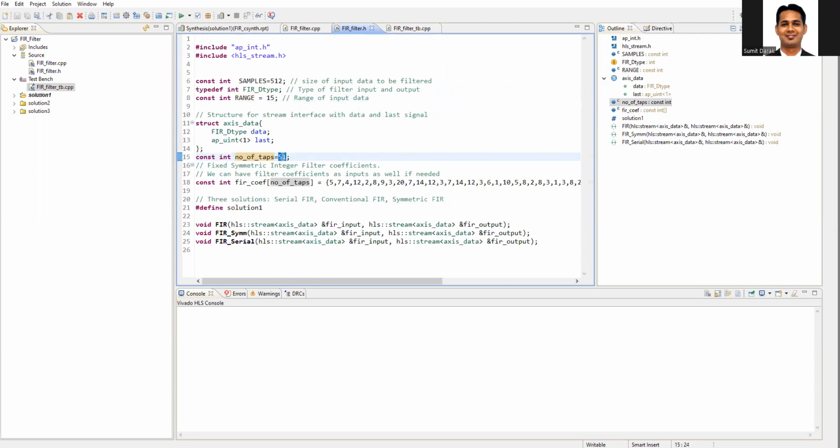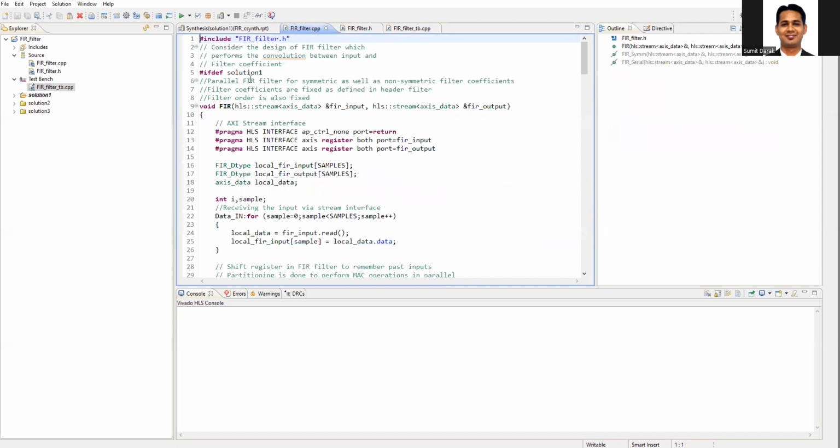That is, the length of the filter is 51, so the corresponding coefficients. And these coefficients are defined as symmetric coefficients. Again, you can modify this code to input the filter coefficients from the user via another stream interface. So that is also possible. Then I have 3 solutions, one for the normal FIR filter in parallel. Second is the FIR filter which will work only when the filter coefficients are symmetric, and then the serial implementation of the FIR filter. Now let's look at the code.